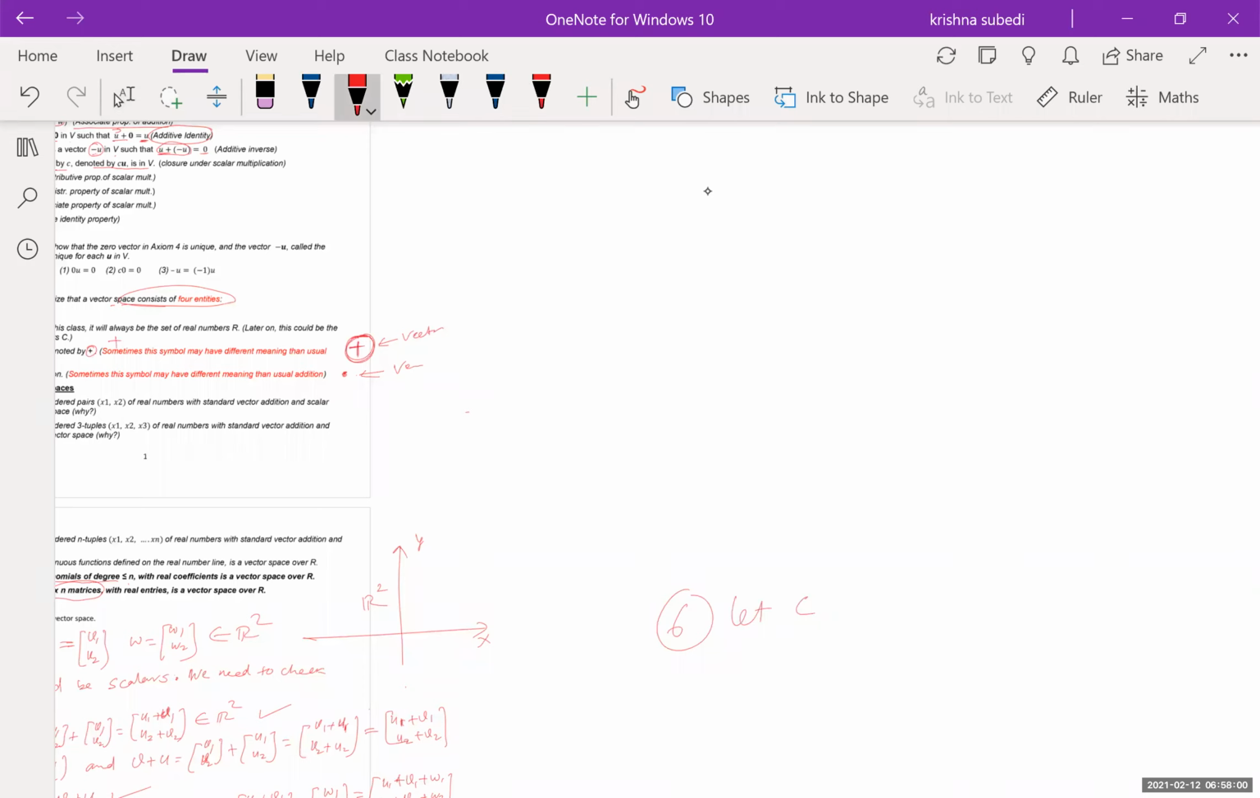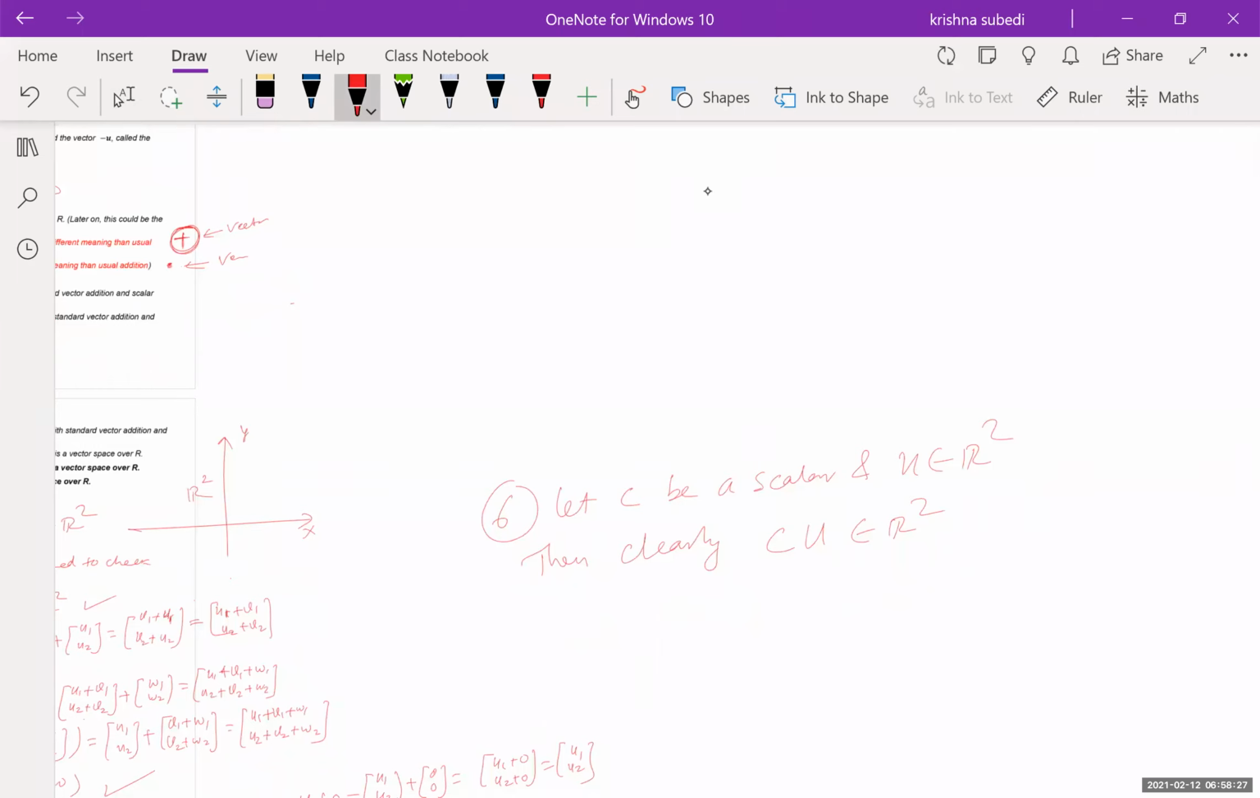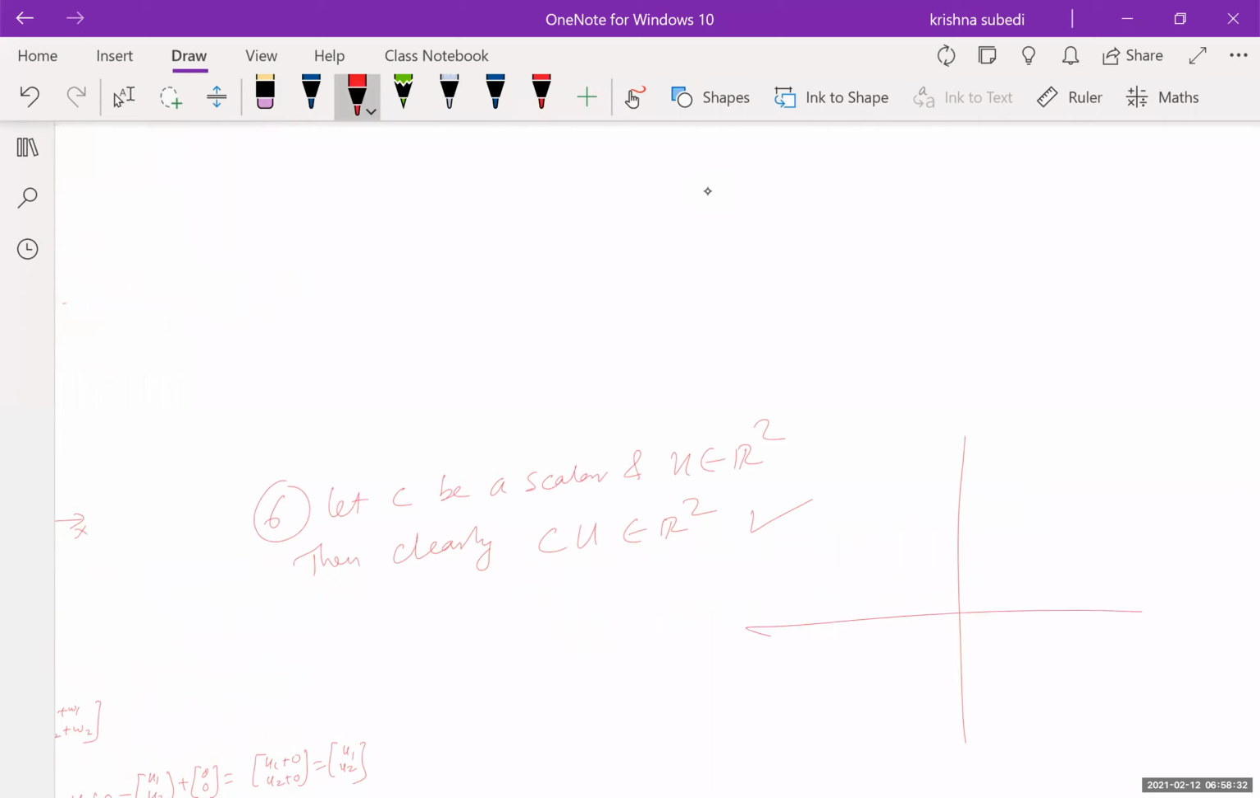Let c be a scalar and u already belongs to R2. We know that. We consider that. Then cu, clearly cu also belongs to R2. So it also checks, because remember, we are talking about the whole space here, R2, let's say.